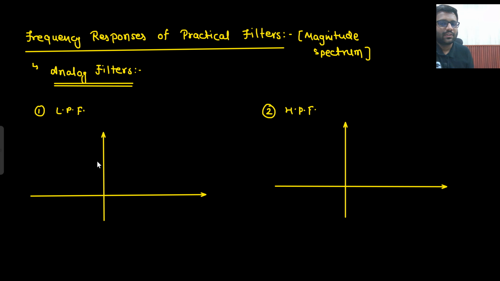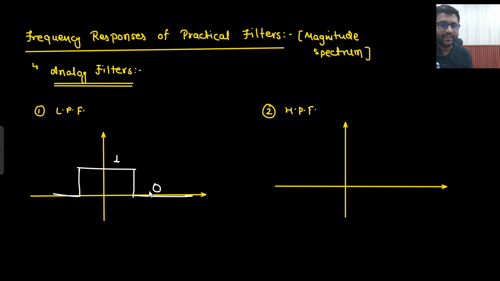Let's go to the next one. So now you are going to draw the frequency response of practical filters. Only the magnitude spectrum we are going to draw. So basically for a low pass filter, what kind of response did we see? This kind of response we saw: for low frequency it gives a gain of 1, and after that it gives a gain of 0.